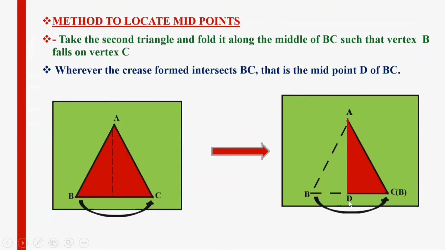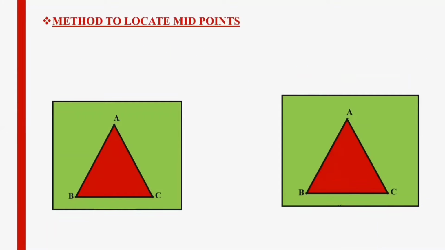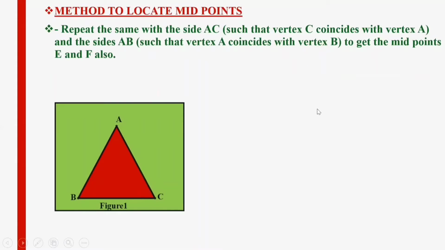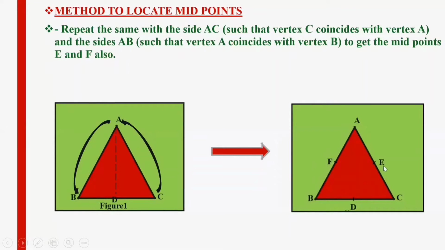Exactly the same way I'll be finding the midpoints of AC and of AB also. So for that, what will I do? Repeat the same with the side AC. Now vertex C will be made to coincide with A, and with AB also I'll do the same thing. The vertex A will be made to coincide with B. Wherever the crease is formed with AC as the base, I'll mark that as midpoint E, and here I'll mark the midpoint as point F. So I have got D, E, F as the three midpoints.